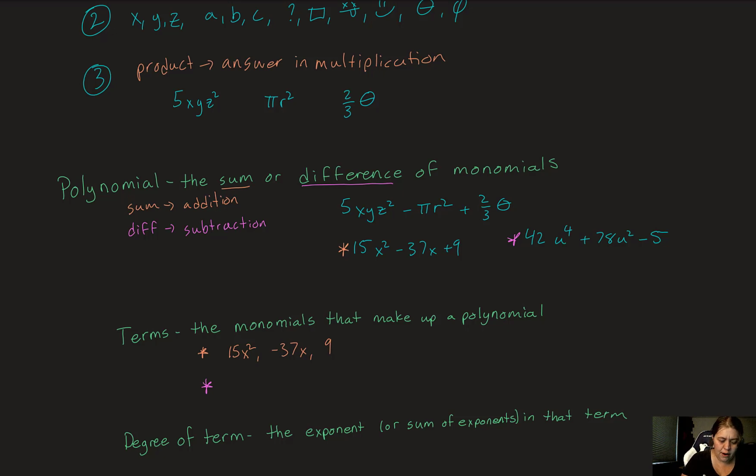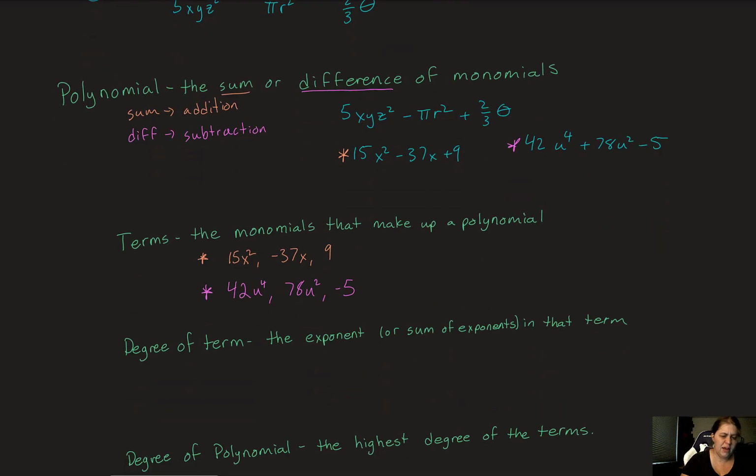Anyway, our other polynomial has 3 monomials as well. We have 42 u to the 4th, we have 78 u squared, and we have negative 5. Can all of the terms be negative? Of course. Can all of the terms be positive? Definitely. It doesn't really matter.